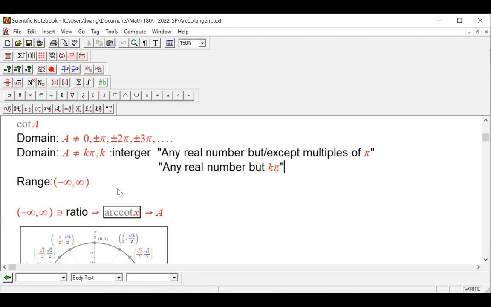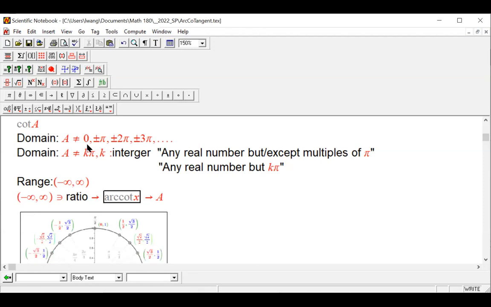Range, all real numbers. So we got the range, we got the domain, and now we want to create a new function. That new function is going to take all the values from the range, all the ratios, and produce for each ratio exactly one angle. All the possible ratios are from negative infinity to positive infinity. But this time we cannot allow more than one output because that would not be a function.